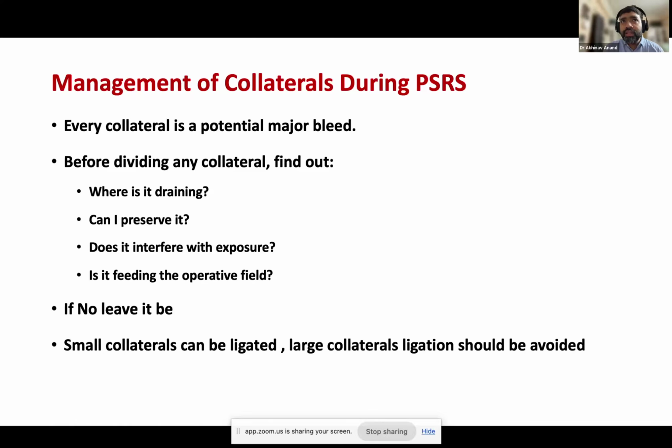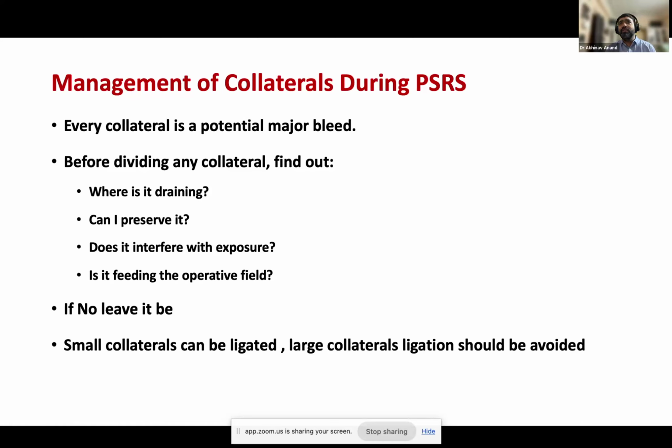We have to be closer to the spleen. The plane of dissection has to be closer to the spleen. There is some amount of avascular plane which is very close to the splenic capsule. We have to enter that area and be very careful with the gentle handling of the tissues and the collaterals, and we have to push it.